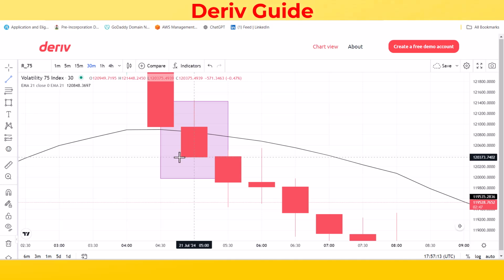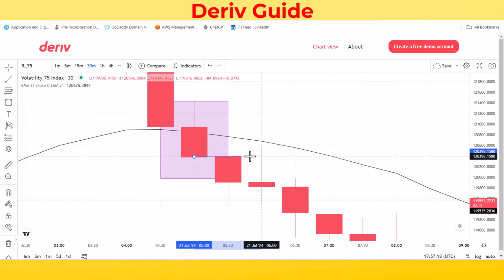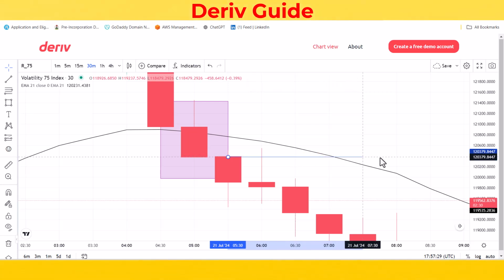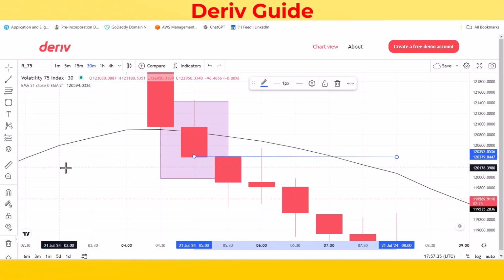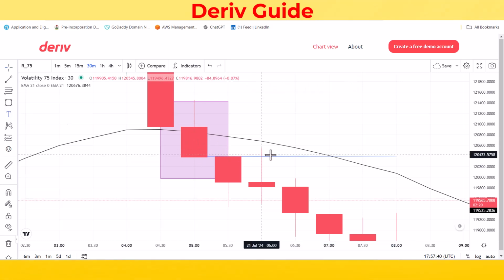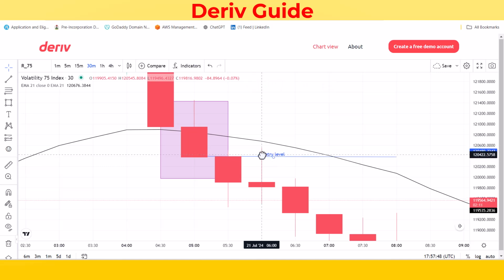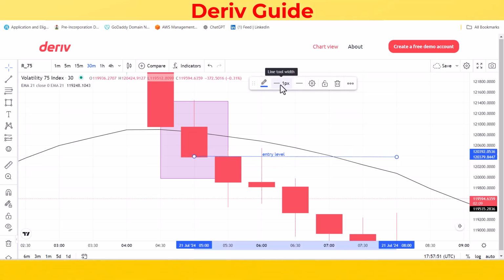At the very end of this candle, I'll mark the time. At the very end of this candle, I will put my entry on the next candle, the next 30-minute candle. This will be my what? Entry. This will be my entry. Okay, let me put the text here. Entry left. Okay, let's make this line tick.